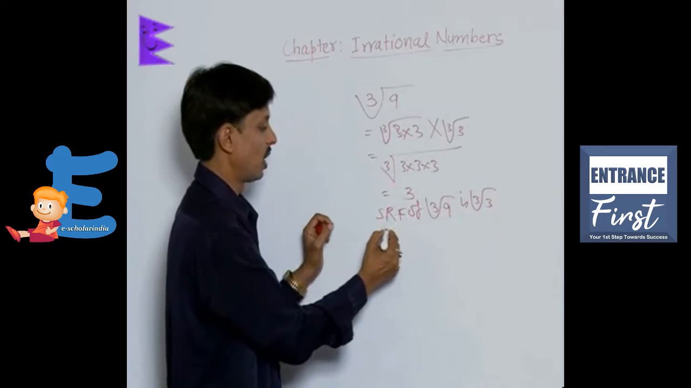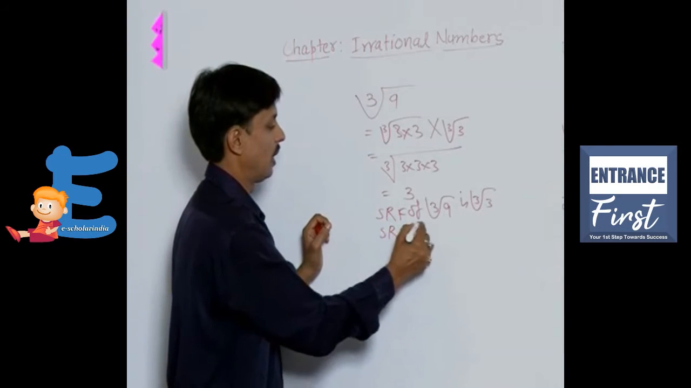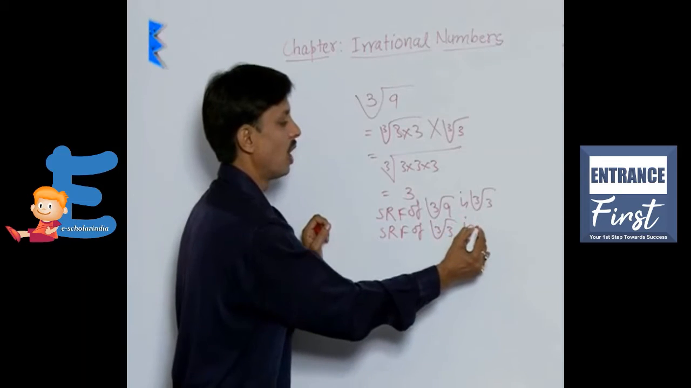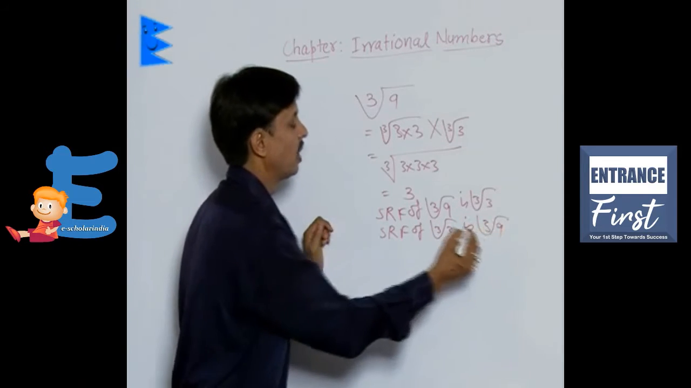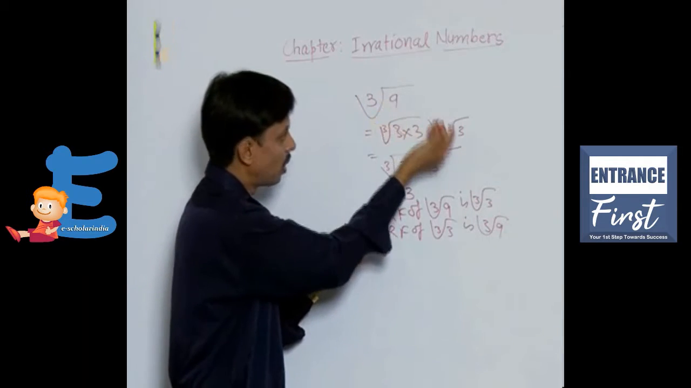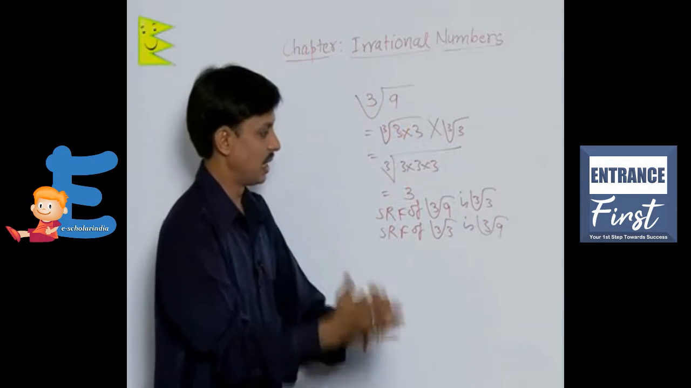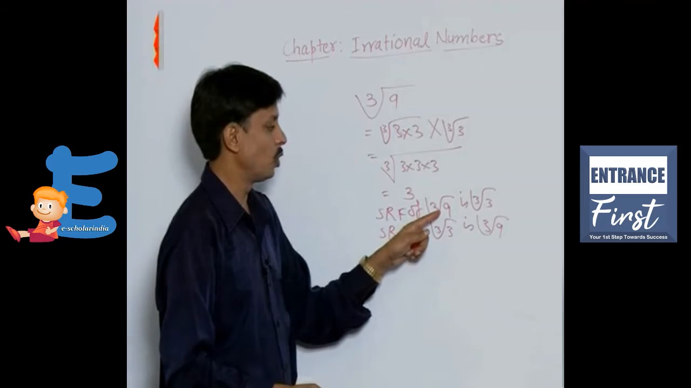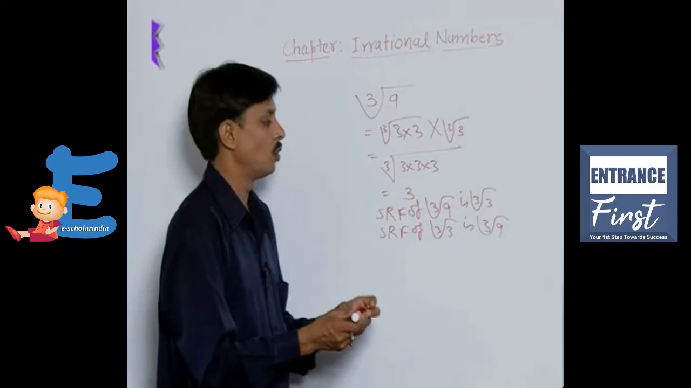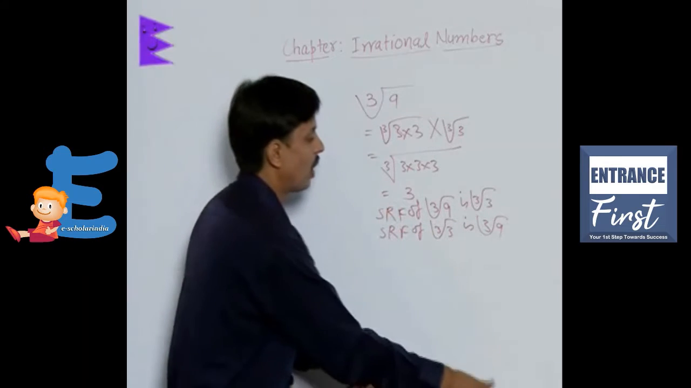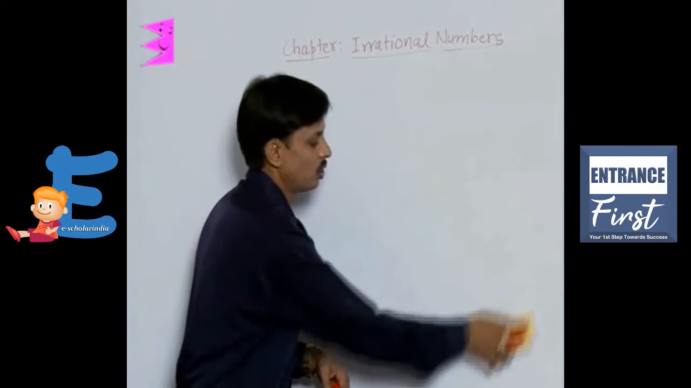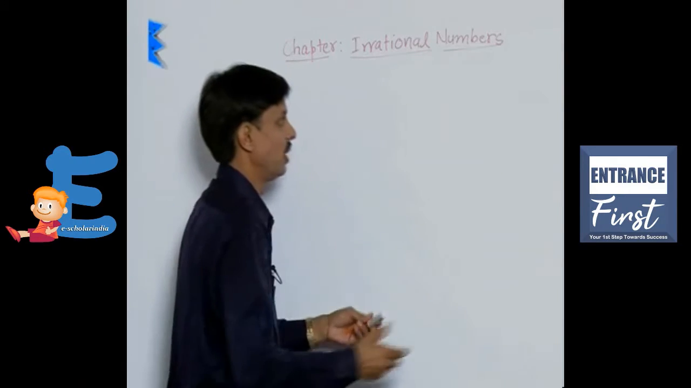And its reciprocal, the SRF of the cube root of 3, will be what? The cube root of 9. Because we know multiplication of A into B or B into A is the same, that's why the SRF of the cube root of 9 is the cube root of 3 and the SRF of the cube root of 3 is the cube root of 9. Now I am taking one more example where I will ask you to rationalize the denominator.